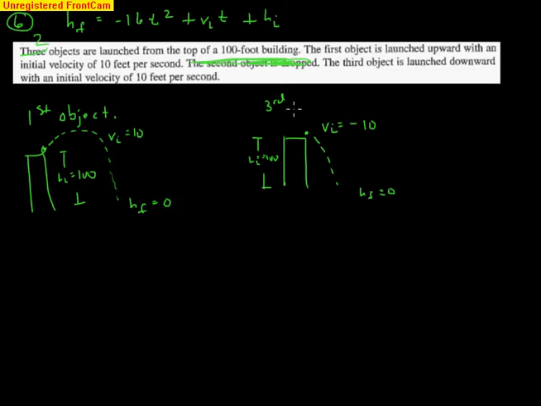Now you think about which one's going to hit the ground first, right? The third object should hit the ground first because you're throwing it down. But let's see what happens. Okay. So fill in your equations. h final equals negative 16t squared plus your initial velocity, which is 10t, and then plus your initial height, which is 100. This is equal to 0, so we'll use our discriminant. And the discriminant here would be 10 squared, b squared minus 4 times a times c. So we have 100 minus 4 times negative 16 times 100.